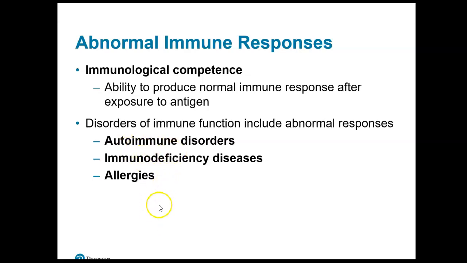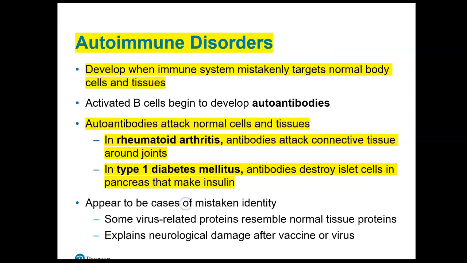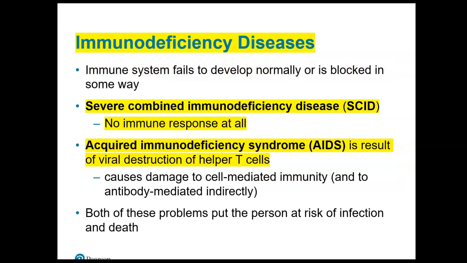This section just talks about how there are abnormal immune responses like autoimmune and allergies and immunodeficiency diseases like AIDS. Autoimmune disorders develop when the immune system mistakenly targets normal body cells and tissues. There are a lot of different ones, but a couple are rheumatoid arthritis and type 1 diabetes. In rheumatoid arthritis, the antibodies attack the connective tissue around the joints. And in type 1 diabetes, the antibodies destroy the cells in the pancreas that make insulin. So these are both autoimmune disorders.